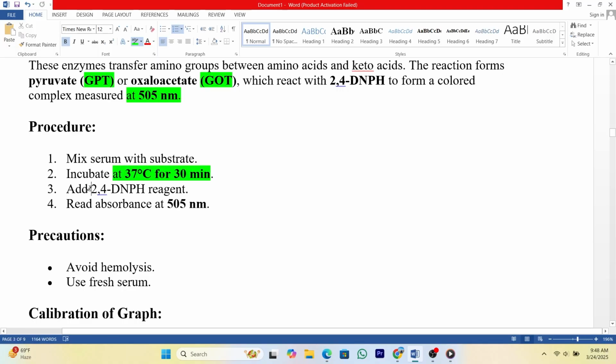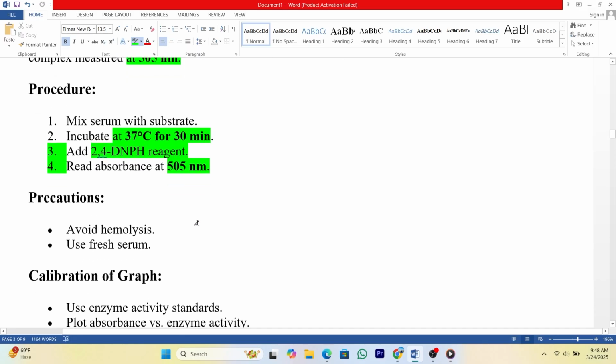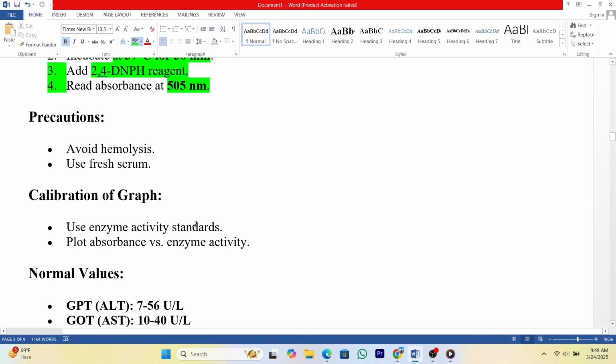Procedure. 1. Mix serum with substrate. 2. Incubate at 37 degrees Celsius for 30 minutes. 3. Add 2,4-DNPH reagent. 4. Read absorbance at 505 nm. Precautions. Avoid hemolysis. Use fresh serum.